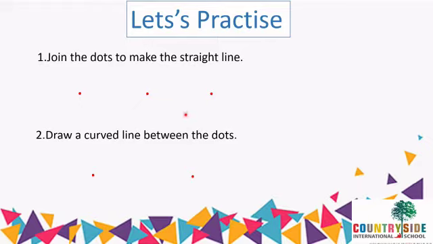Kids, now let's do the practice exercise from the student book. Join the dots to make a straight line. Here three dots are there and you have to make a straight line over them. Okay. The next question is draw a curved line between the dots. Here two dots are there and you have to draw the curved line between these dots like this. Okay.